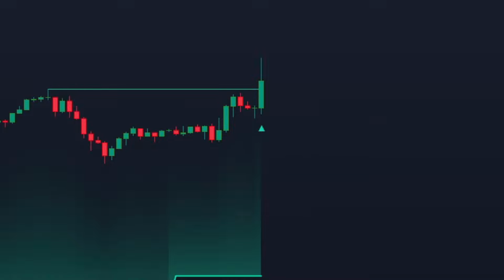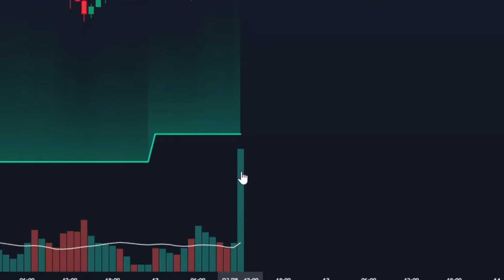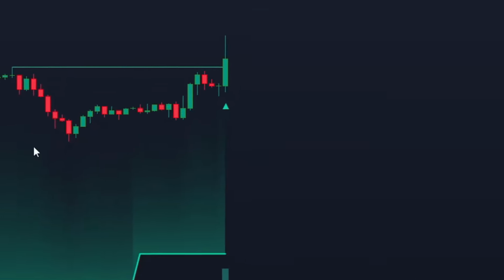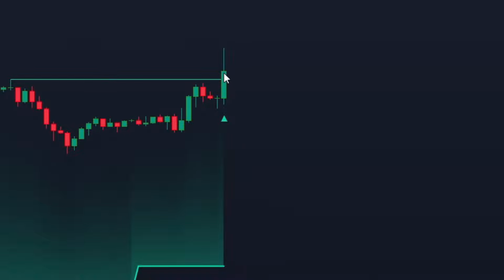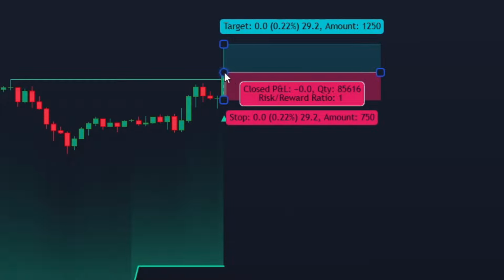Once that triangle appears, we check the volume. The volume bar for that breakout candle should be green and above the white moving average line. That confirms that the breakout is backed by strong buying volume. When all of these line up, green band, up triangle, and high volume, that's our buy entry.